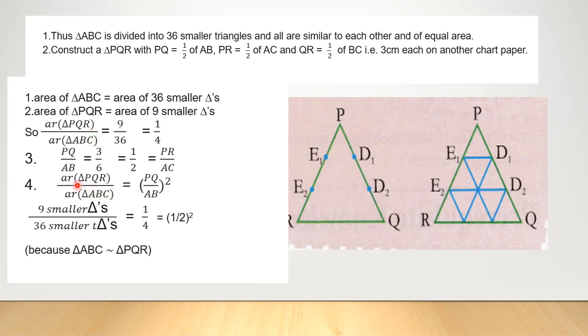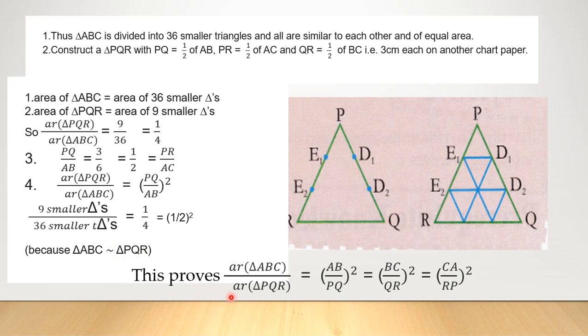So we can conclude that area of triangle PQR upon area of triangle ABC is equal to PQ upon AB whole square, as 9 smaller triangles upon 36 smaller triangles is equal to 1 by 4, and this 1 by 4 can be written as 1 by 2 whole square. So we can conclude if triangles ABC and PQR are similar, then the ratio of the area of these two triangles is area of triangle ABC upon area of triangle PQR.